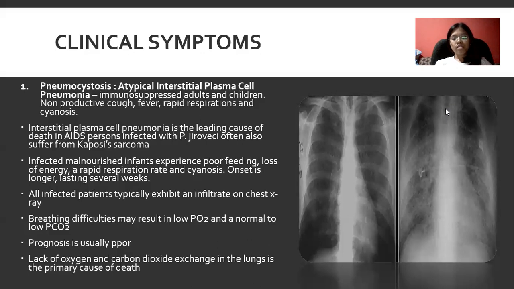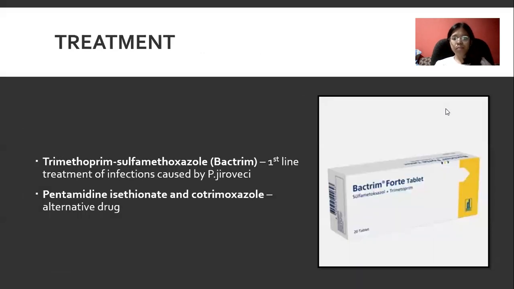So, prognosis is usually poor. Lack of oxygen and carbon dioxide exchange in the lungs is the primary cause of death. So, alam naman natin ang pneumonia po ay nakamamatay po kapag hindi po nagamot agad. So, treatment po, the trimethoprim sulfamethoxazole under the brand name Bactrim is the first line of treatment of infection with P. jirovecii, while the pentamidine isethionate, and cotrimoxazole can also be used as an alternative drug.